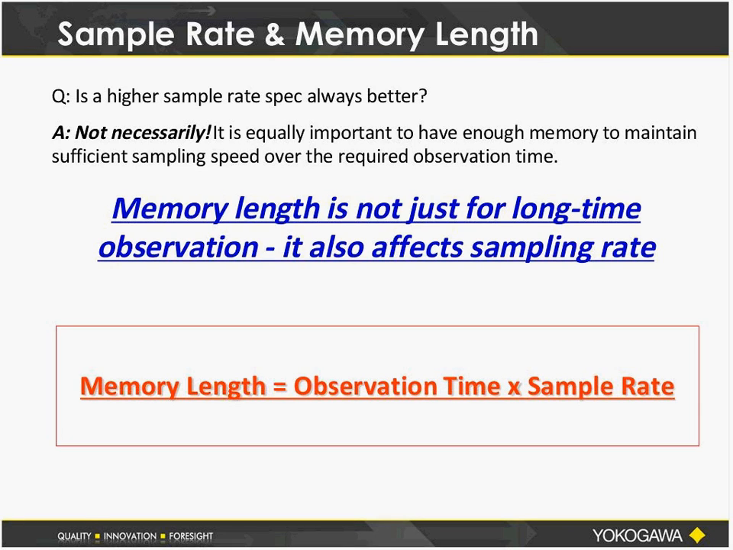As I mentioned, memory length is related to sample rate by the following equation. For a fixed observation time, memory length is equal to that observation time multiplied by the sample rate. So what that means is, if you hold the observation time the same, if your test is 1 millisecond, for example, it's fixed. If your memory length goes down, your sample rate must go down also. If your memory length goes up, then your sample rate can go up as well. So memory length can sometimes restrict your sample rate if you don't have enough of it. That's the message here.